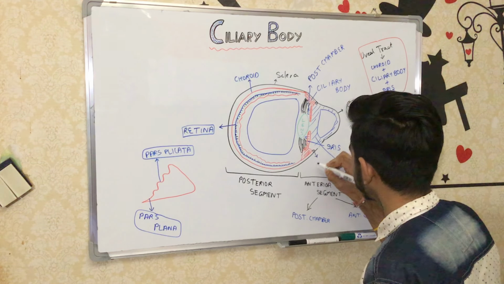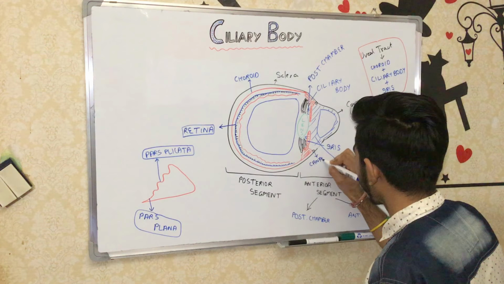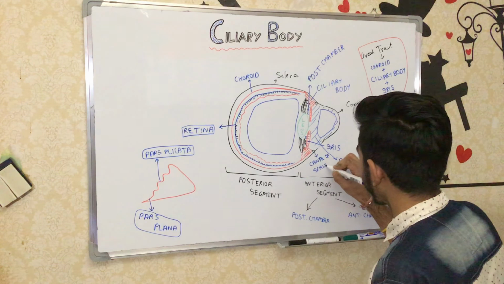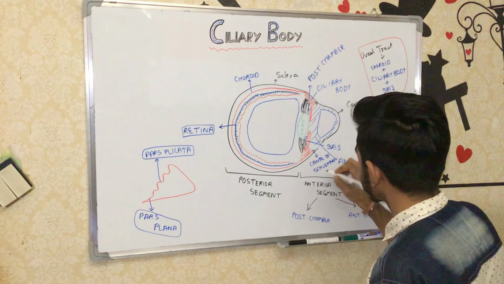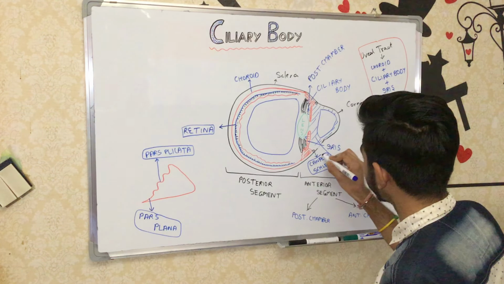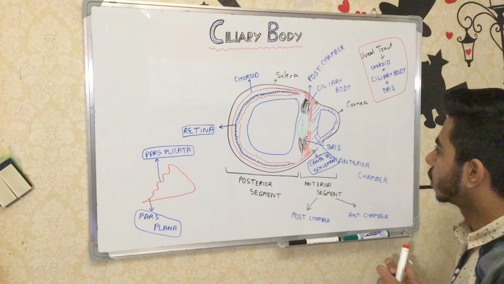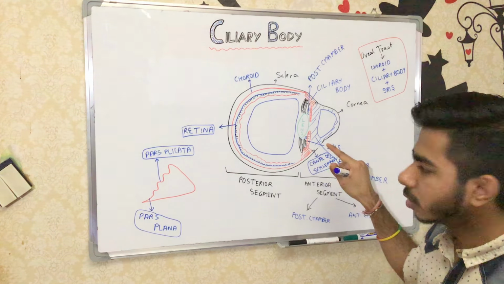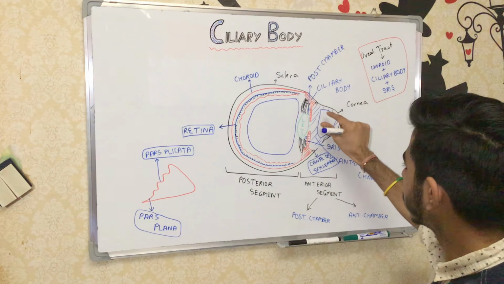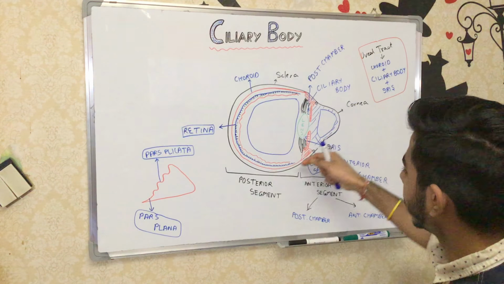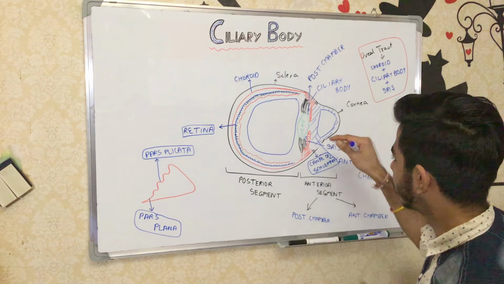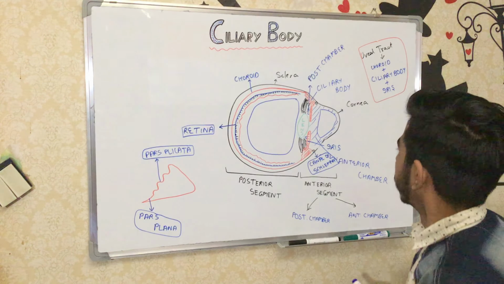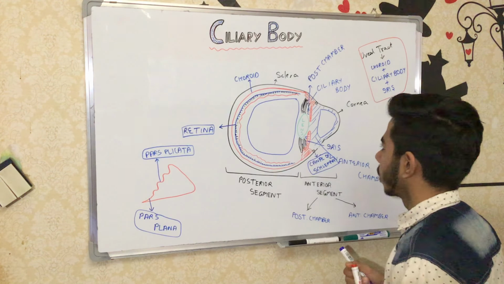So what is this structure? This is the Canal of Schlemm, which helps in drainage of the aqueous humor. Whatever aqueous humor is providing the nutrition here, they will provide the way to drain out from the anterior chamber of the eyeball, right? They are present on both sides. So these are the Canal of Schlemm, right?